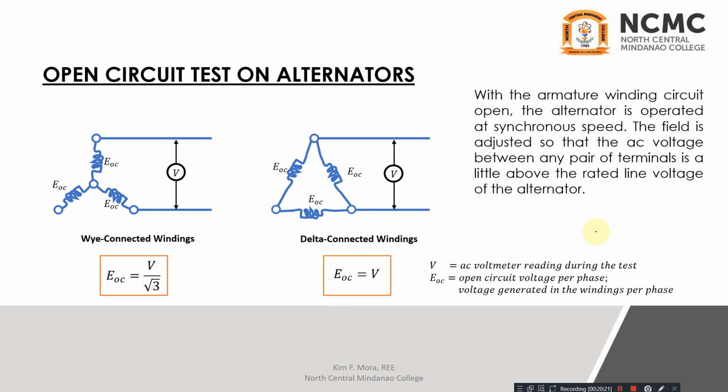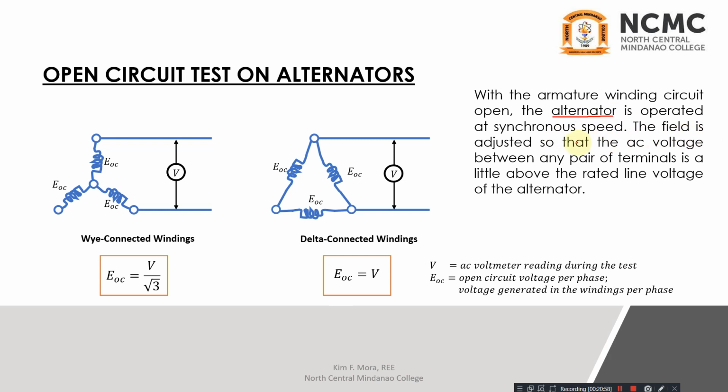Okay. So next is the open circuit test on the alternator. Previously we did the resistance test on the alternator, so what we obtained was the resistance. Now, the open circuit test on the alternator: with the armature winding circuit open, the alternator, or the AC generator, is operated at synchronous speed.